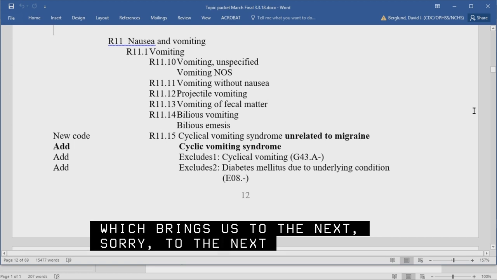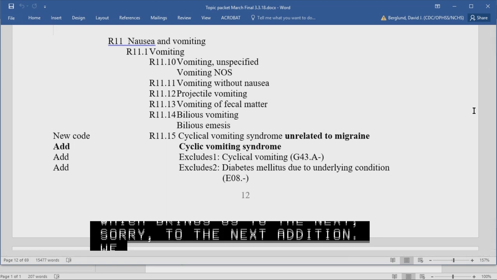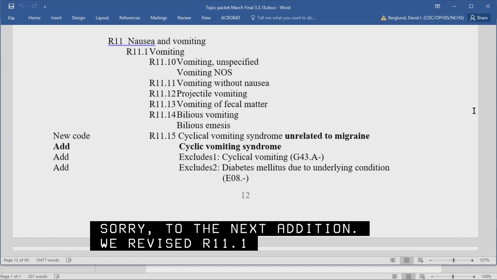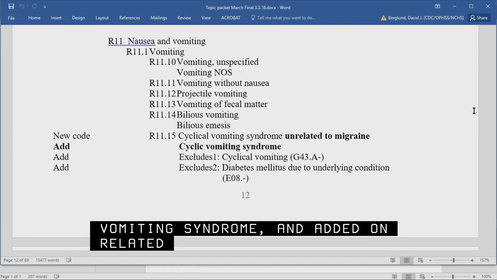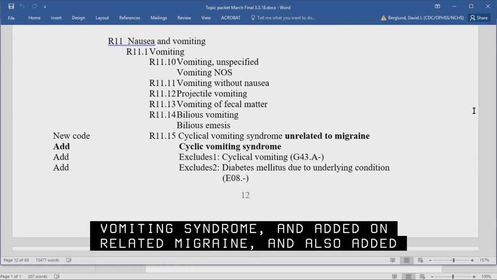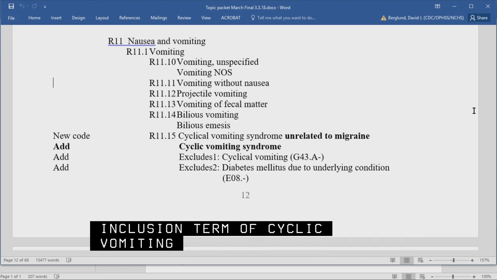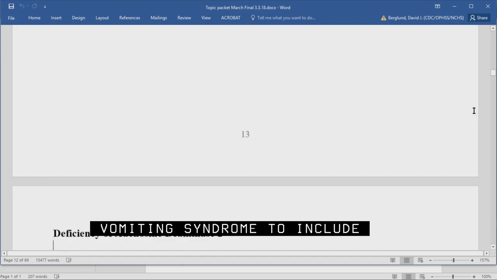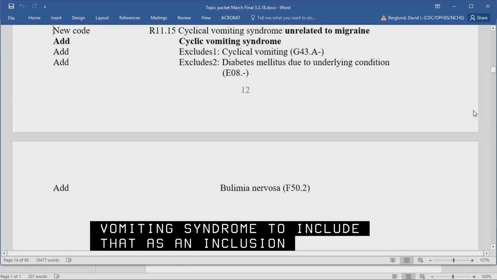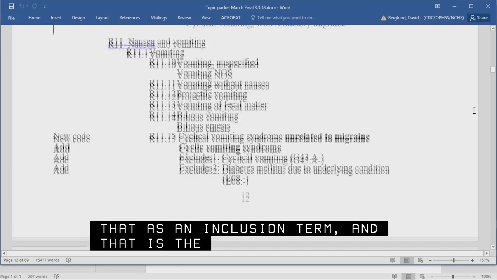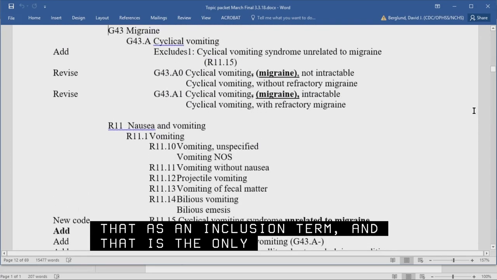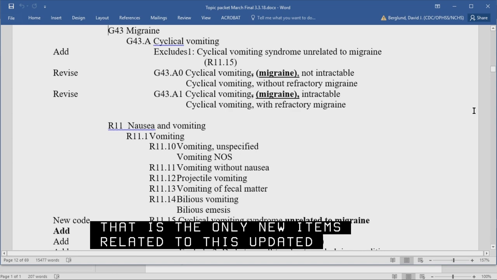We revised R11.15, cyclical vomiting syndrome, and added unrelated to migraine, and also added an inclusion term of cyclic vomiting syndrome. That's the only new item related to this updated proposal. So are there any questions in the audience?